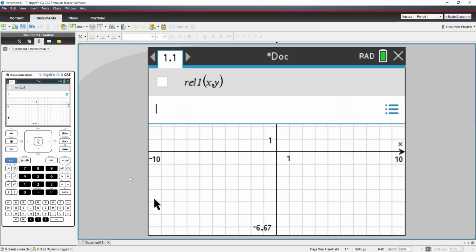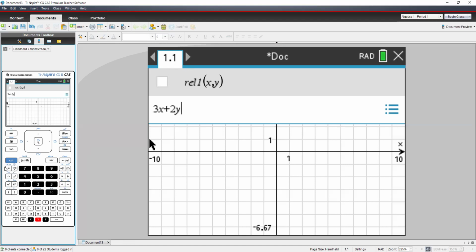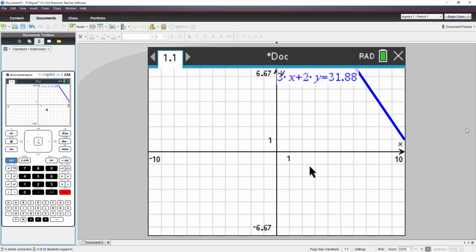Now, you can only graph the letters X and Y. I haven't said that, I've just assumed that you guys have watched my videos and understand that, but I'm going to state it. You can only graph X's and Y's. So we're going to say roses are X's, so there's going to be 3X, and daisies are Y, so it's going to be plus 2Y equals $31.88. Press enter. Boom. There's the line.